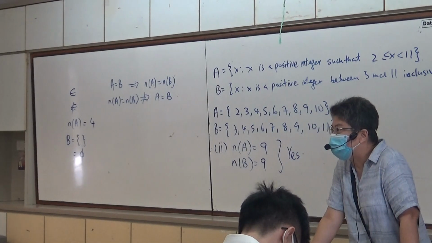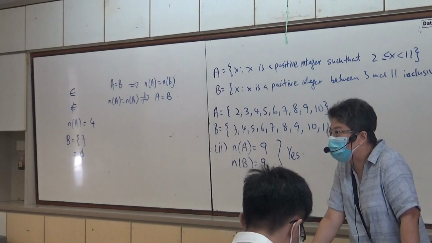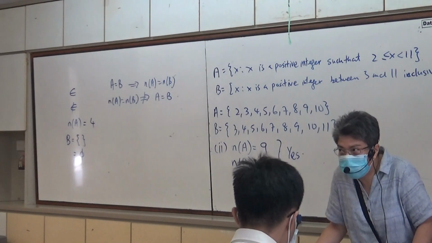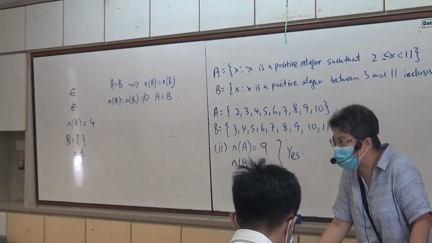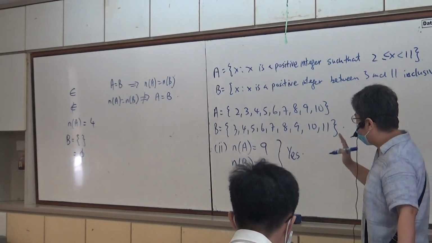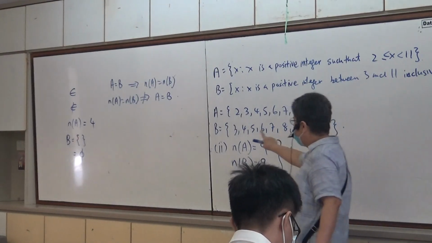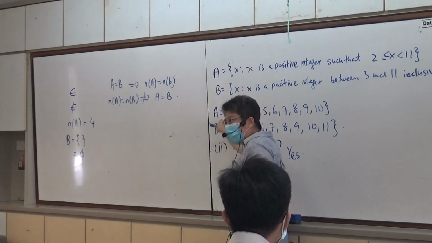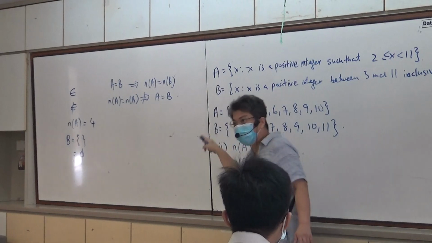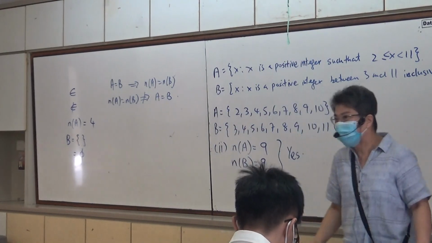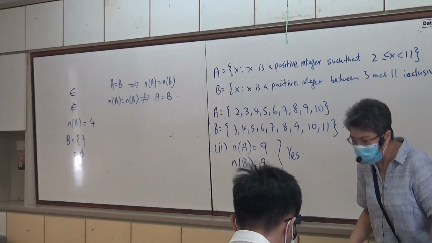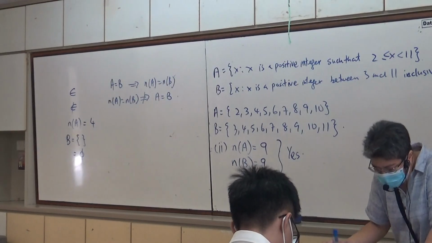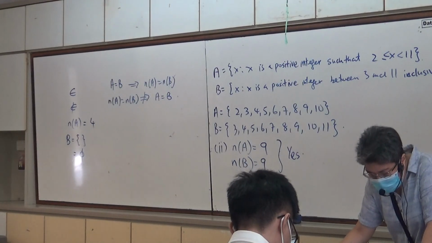Okay, but I want to ask one question here. Is A equals to B? No. Why? Because there are different elements, right? Can you see 3 belongs to B, 3 belongs to A, but 2 belongs to A, but 2 doesn't belong to B. So they are not equal sets. Do you understand now? Okay? Alright, good.